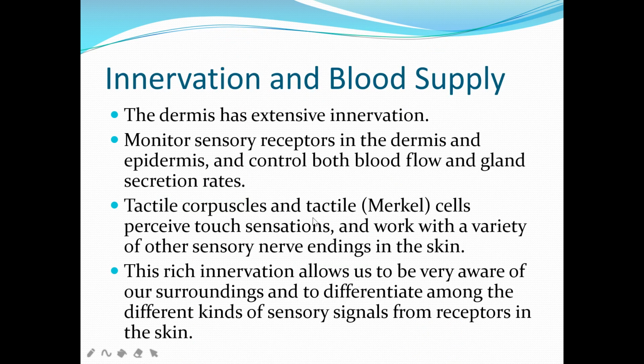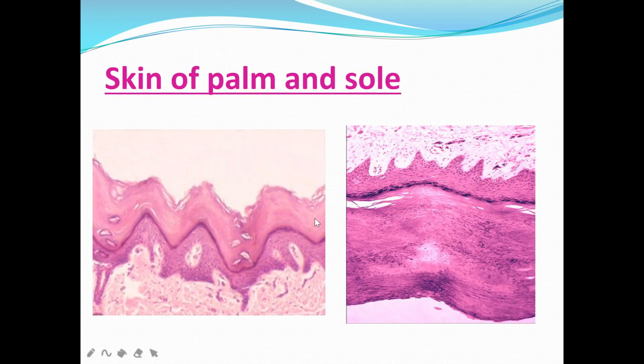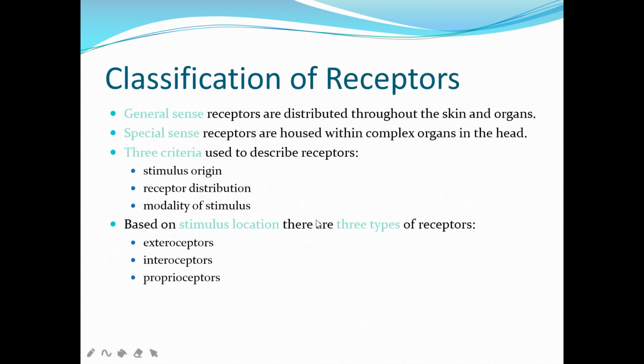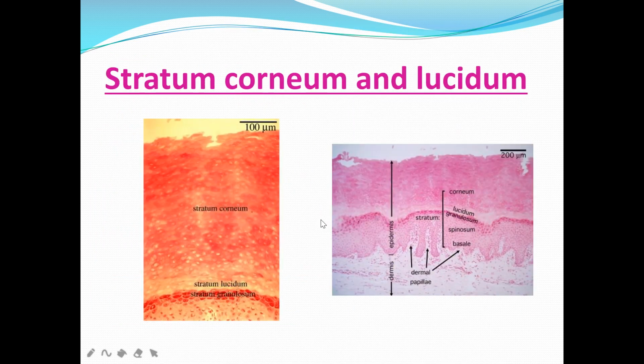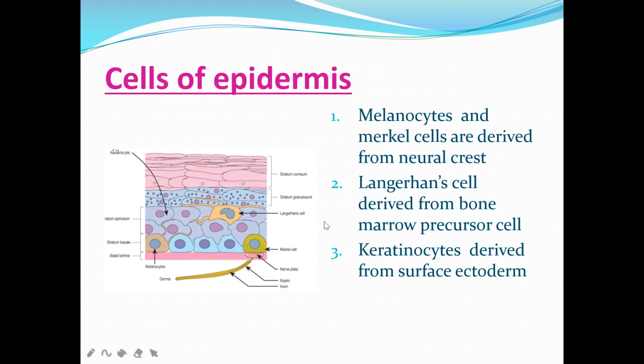Innervation, before these sensory cells, we are seeing the cells of the epidermis. See in the cells of the epidermis, 4 types of cells are there: keratinocyte, melanocyte, Langerhans and Merkel cell.